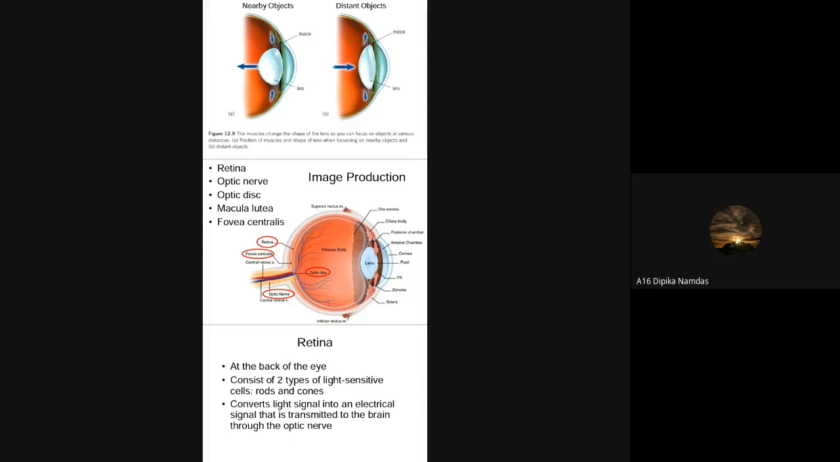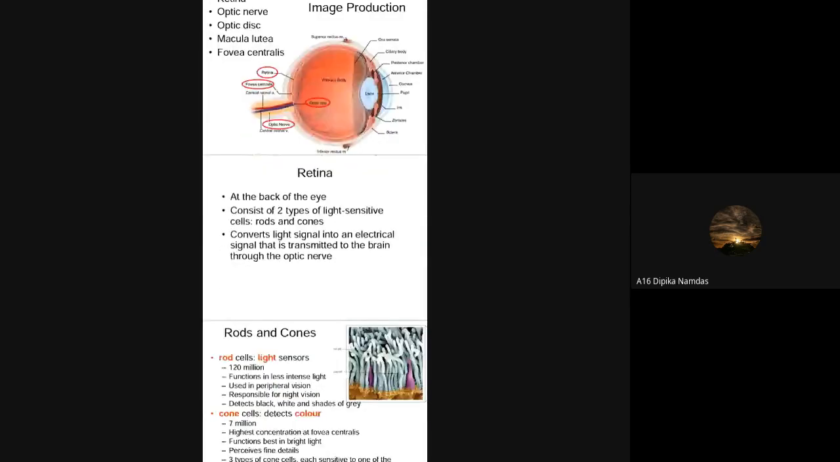And what is our retina? The retina is the important part of the human eye. Where is it located? Do we generally see the retina? The retina is at the back side of the human eye. It consists of two things. One is called rods and another is called cones. What is the purpose of rods and what is the purpose of cones?